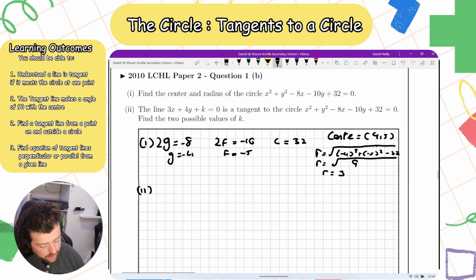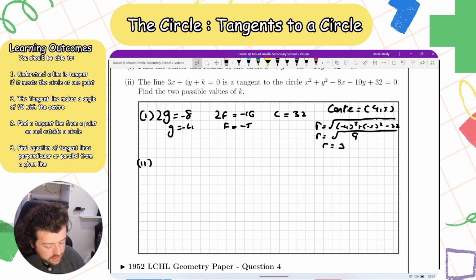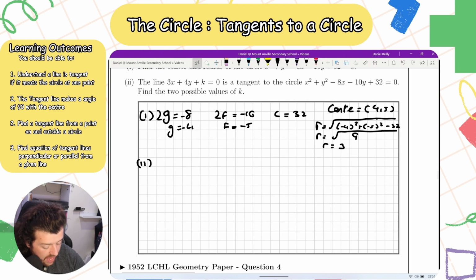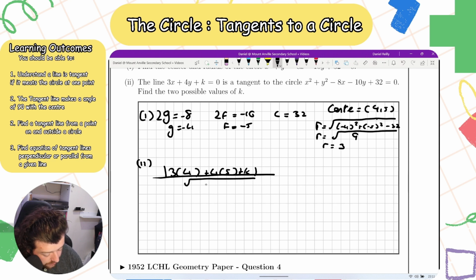Right, part 2. The line 3x plus 4y plus k is a tangent to the circle. Find two possible values of k. So again, the perpendicular distance from my circle to my tangent line is 3. So I have 3 times my center point, which is 4, 5. So 3 times 4 plus 4 times 5 plus k, absolute value, all over the square root of 3 squared plus 4 squared. That is all equal to 3.